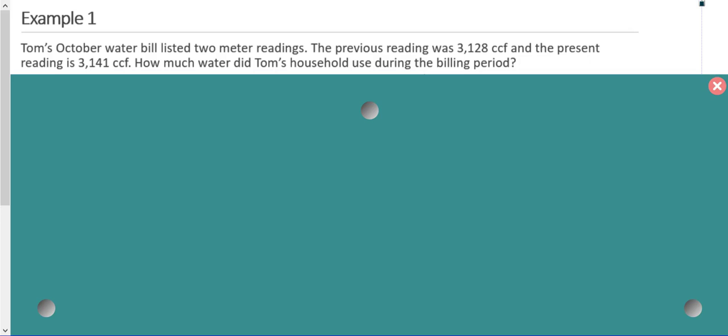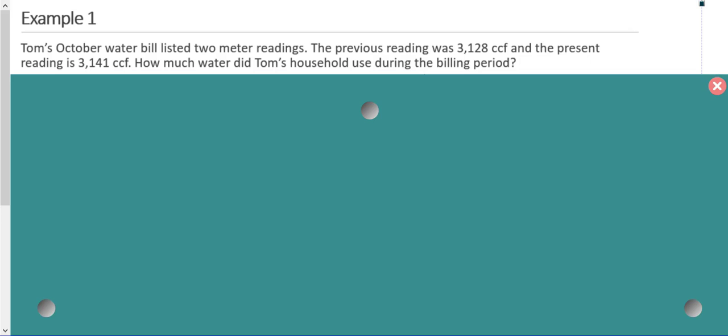So the first thing you should know is that when they come out and read your meters, they don't reset them to zero. So the numbers just continue to get bigger and bigger. So when they figure out how much water or electricity you used, they have to compare the current reading with the previous reading that they took. So in this first example, we're going to look at that.